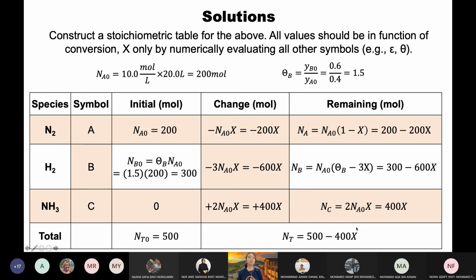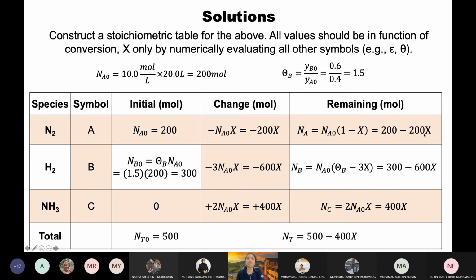Okay. What about remaining? Remaining part ni kadang student jadi confused sebab remaining ni ada X, ada nombor kan. So kalau kamu ingat pengiraan ni, kamu kena nombor tambah dengan nombor, X tambah dengan X. Contohnya dalam kes ni, total remaining is NT sama dengan 200 minus 200X plus 300 minus 600X plus 400. So nombor tambah dengan nombor, so kamu buat 200 plus 300 is 500. X dengan X kamu kena tambahkan.